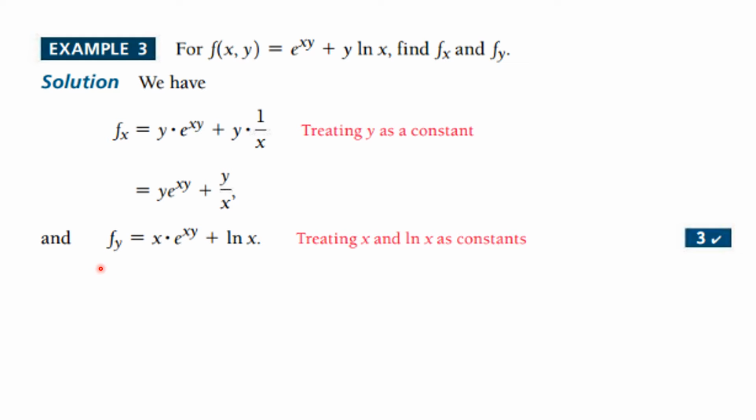Similarly, we're going to get this. Now here, the x is a constant, so the x comes down from the chain rule. And here, the ln x is a constant times y, so that is just ln x. Make sure you understand these as you go through.